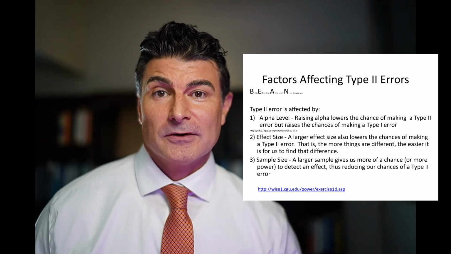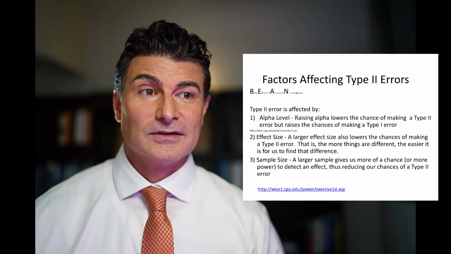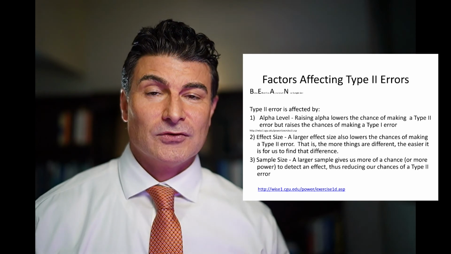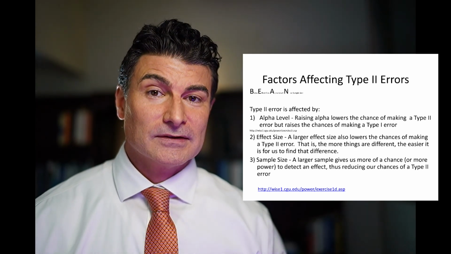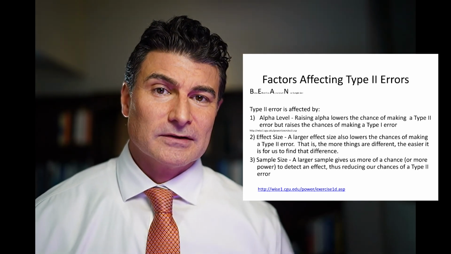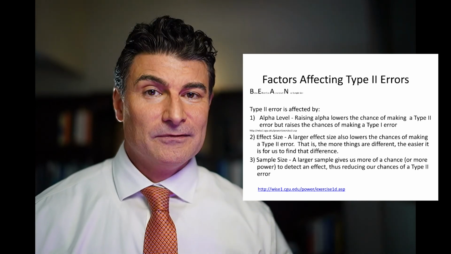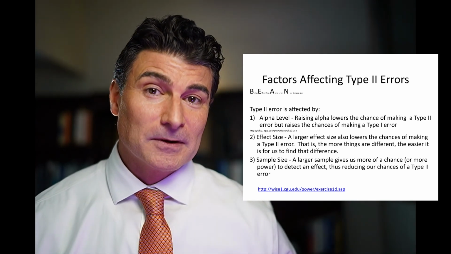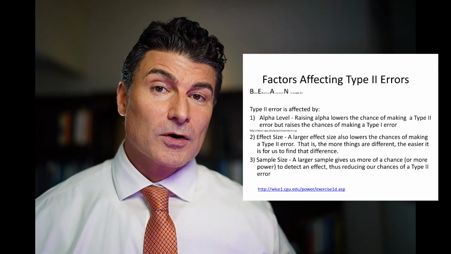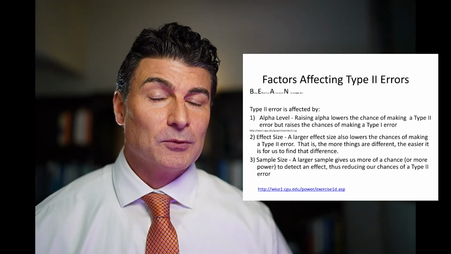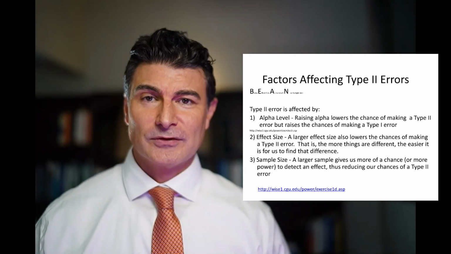And then the final part of not making type 2 errors is the alpha level. If we're less conservative, we're going to make fewer type 2 errors. So if we make our alpha level higher, we're going to maybe make more type 1 errors, but we're going to make fewer type 2 errors. So there's that fine line.